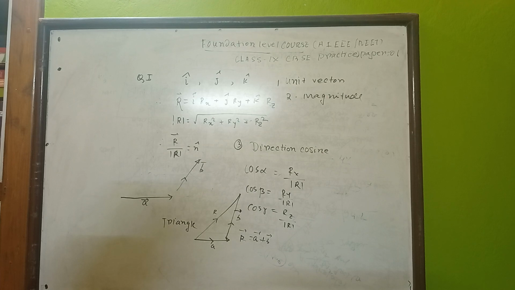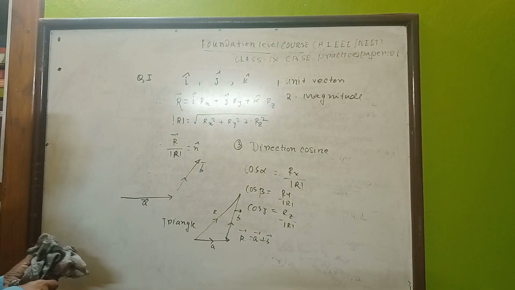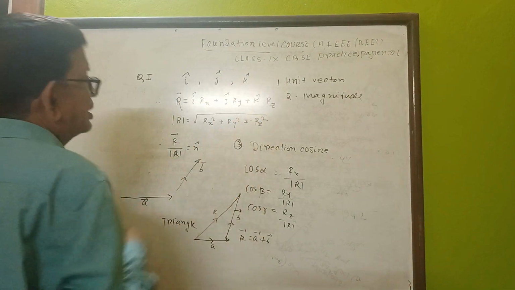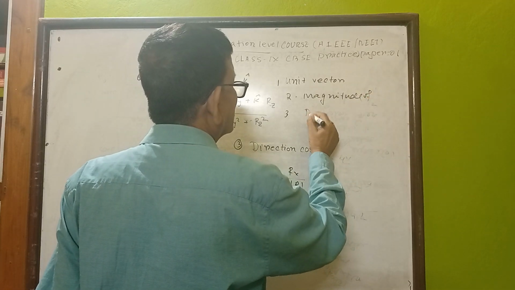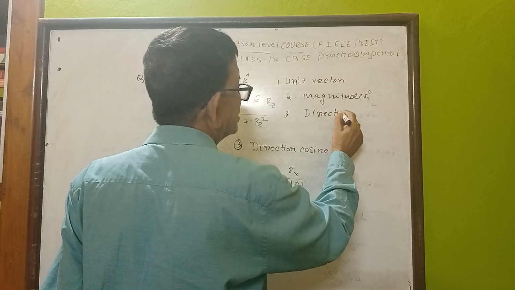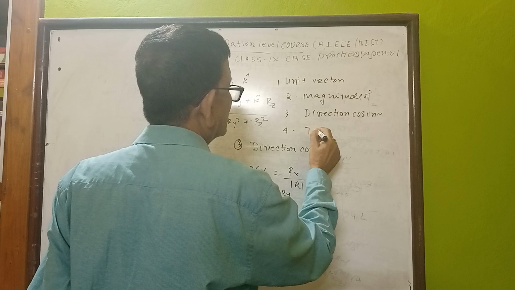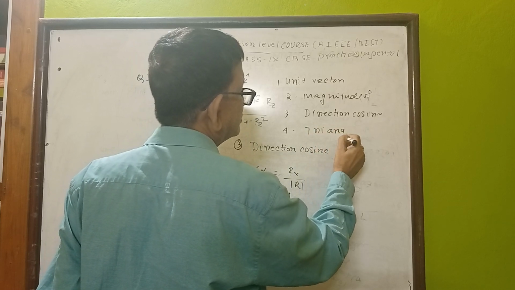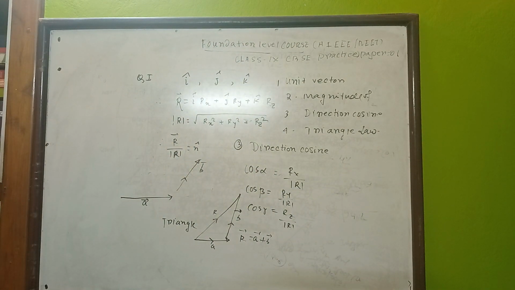Next, I am giving you the component concept, rectangular components of a vector. So what have I taught? I have taught unit vectors, then magnitude of a vector, then direction cosines, then triangle law. Clear? Don't forget triangle law. Unit vectors, magnitude of a vector, direction cosines and triangle law I have taught you.